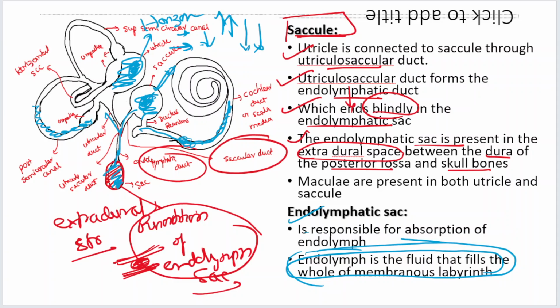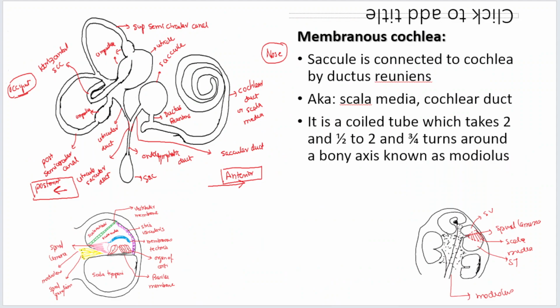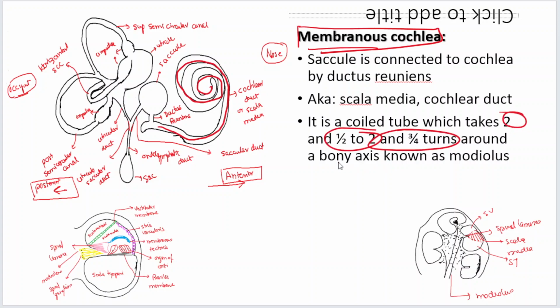Now, coming to the next slide, membranous cochlea. What is membranous cochlea? Membranous cochlea is this coiled tube that you can see, which is anteriorly placed. It is making 2.5 to 2.75 turns around a bony axis known as the modiolus. It is also called the scala media, also called the cochlear duct.